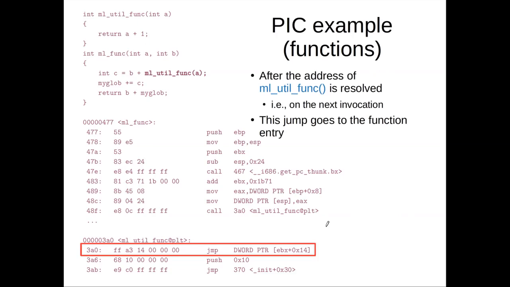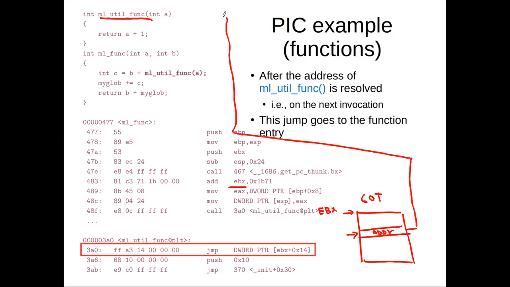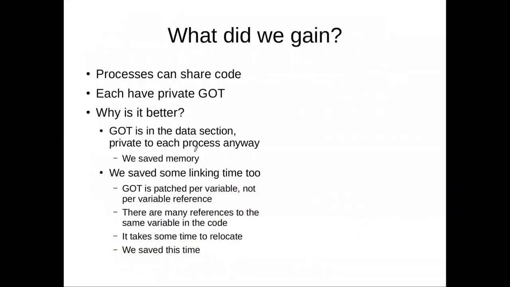Well, the second time, after the address is resolved, we did the same. EBX contained the address of the GOT, our global offset table. EBX points here, EBX plus 14 points here, and this adder now already contains the address of this myutil function. So you will jump directly to this function, because that's what the resolver did. So what did we gain?